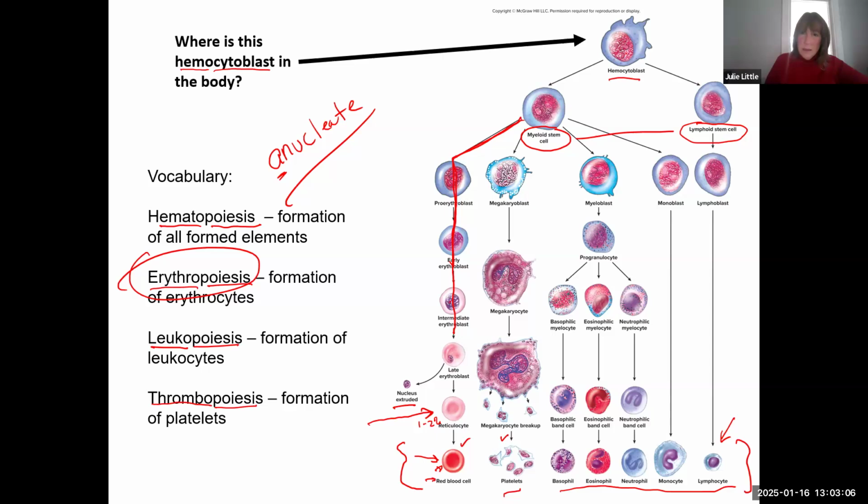Now, if this hemocytoblast differentiates into a myeloid stem cell and it goes down this pathway to become what's called a megakaryoblast, what it's going to do is differentiate into something called a megakaryocyte. Mega means large, kary is nucleus, and cyte is cell. So it's a very large cell with a huge nucleus in it. This megakaryocyte does not leave the bone marrow. It just rips little fragments off of itself, and these are the platelets.